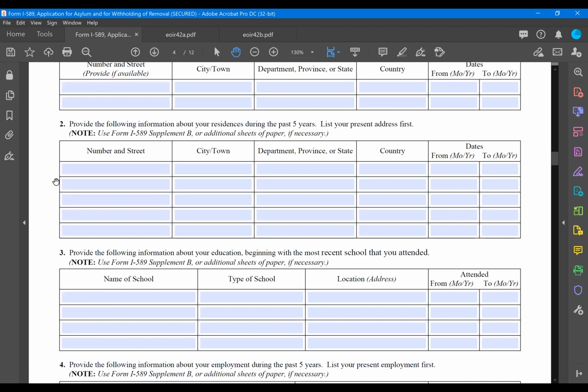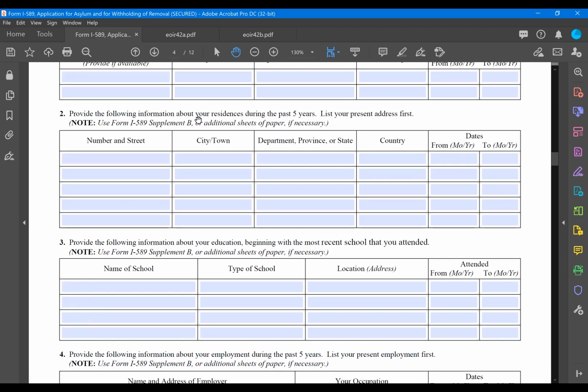Question 2 is pretty straightforward. This is just your residences during the past 5 years in any country. So where you're living now in the US, if you lived anywhere else in the US before where you're living now, if you lived in Mexico or any other third country on your journey, you would put that address. And then of course, all the way back for 5 years, which should include the addresses in your home country. So just go back a full 5 years.